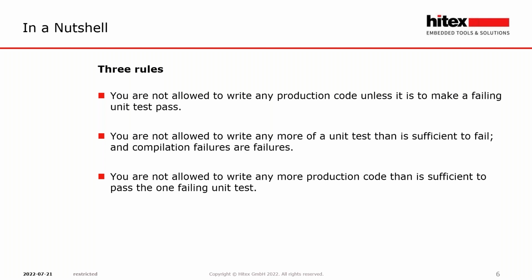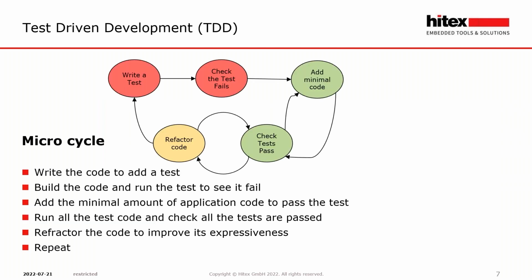So this is actually zero cost. It's just a technique. So something that you can start to adopt and experiment with on your next project. So in fact, our microcycle means that we need to initially write a unit test, and then we build the code and run it to ensure that that test fails. We then add the minimal amount of application code to make sure that that test passes.